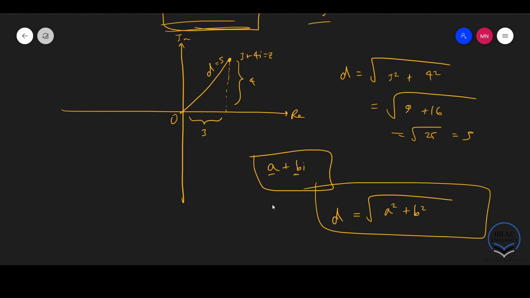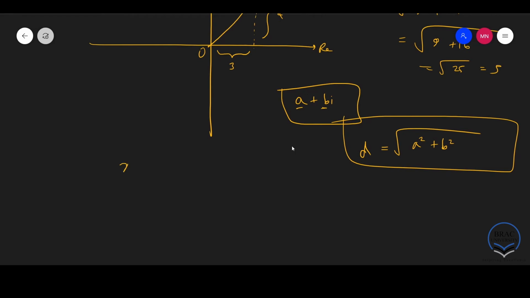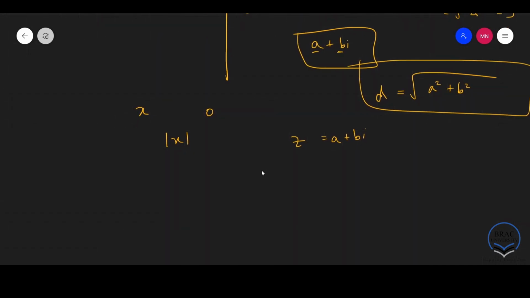Now, whenever we're dealing with a real number, let's say we have x and this is a real number, whenever we try to find the distance between a real number and 0, we can represent that distance with the modulus of x, or the absolute value of x, right? Similarly, if I have a complex number z equal to a plus bi, then to find the distance between this complex number and the origin, we can represent it as the modulus of z, right? And that will be equal to square root of a squared plus b squared, right?